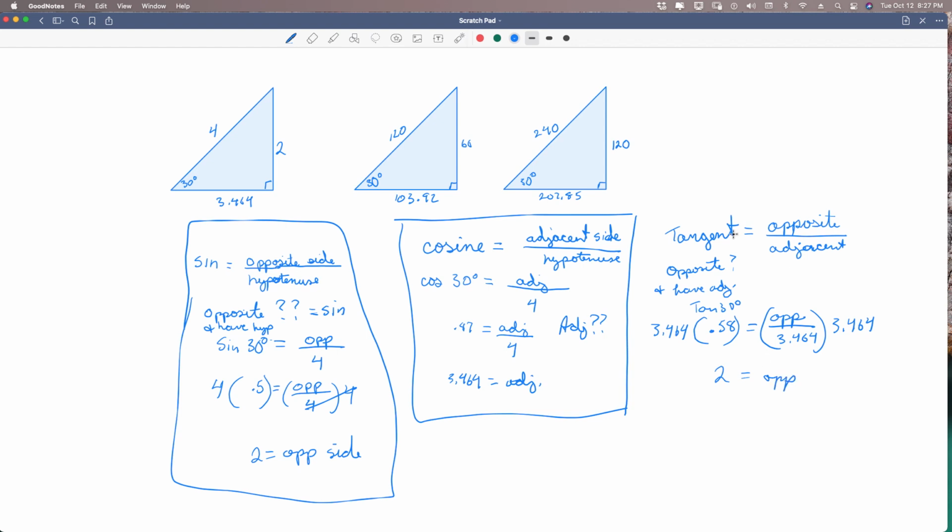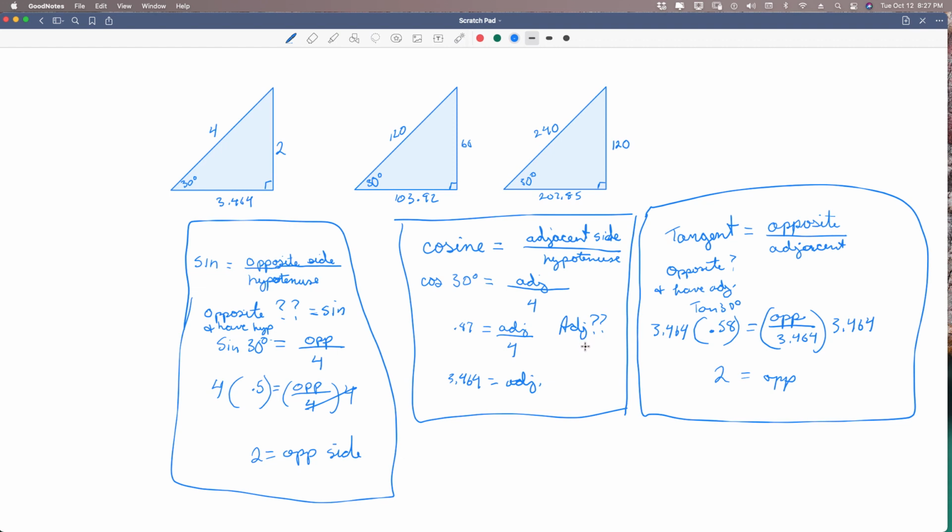And you use tangent when you're looking for the opposite, but you don't have the hypotenuse. You only have the adjacent side. All right. So I hope that that is clear. We've gone through how to find it on the calculator. Now, how in the world, Miss Tracy, do I remember all of these?